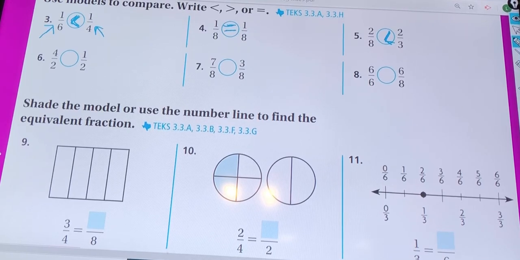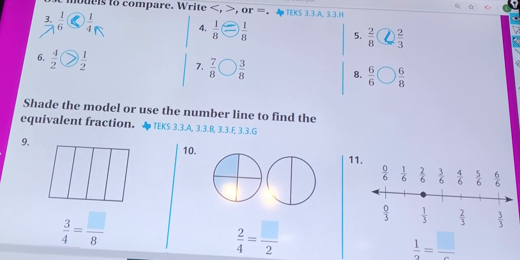Number 6, 4/2 and 1/2. Now here my denominator is the same, so my pieces are the same size. All I'm changing is how many of them I am eating, and I'm using eating because that's what we typically use as fractions for some reason, but I'm eating more pieces that are the same size. So if I'm eating 4 pieces that are the same size as the 1 piece here, then I am eating more.